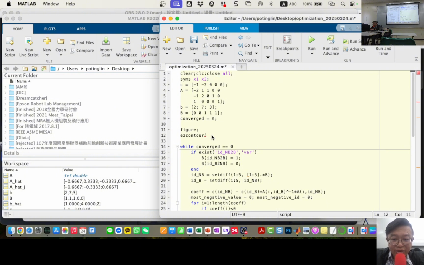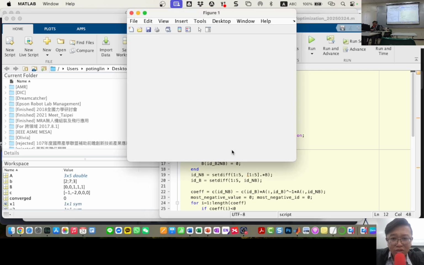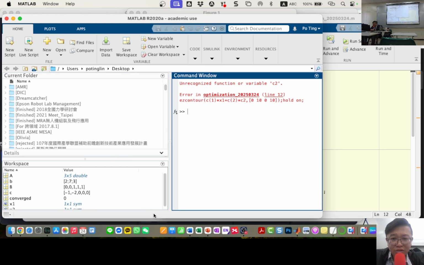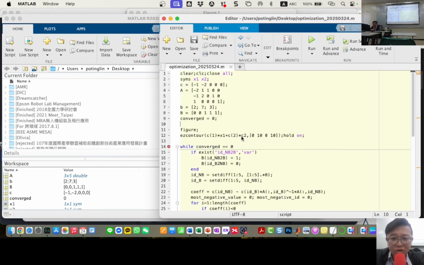Lazy version. C1 and 2 times. No. Just C1 times x1. Lazy version. Not general code. C2. And then plotting in the zone of 0. Try this. Okay. And then hold on. Just to see. Come on. C2. Oh, x2.